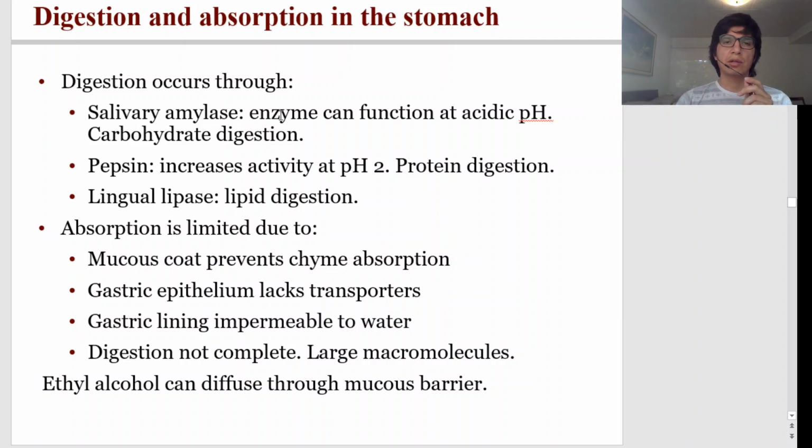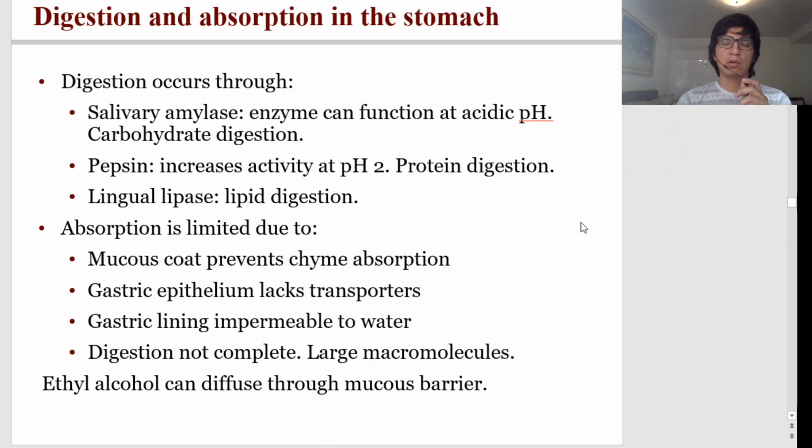Digestion and absorption in the stomach occurs through salivary amylase, pepsin, and lingual lipase. So we have here three enzymes that are able to digest carbohydrates, proteins, and lipids respectively. Absorption is limited due to the mucus coat, due to the fact that gastric epithelium lacks transporters for these macromolecules. The gastric lining itself is impermeable to water due to that mucus coat, and digestion is not complete. We still have molecules that are pretty much not broken down.